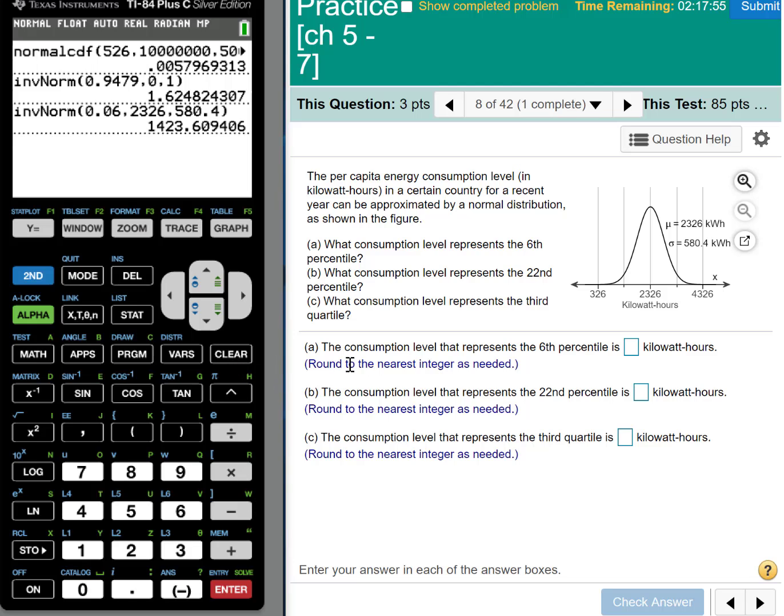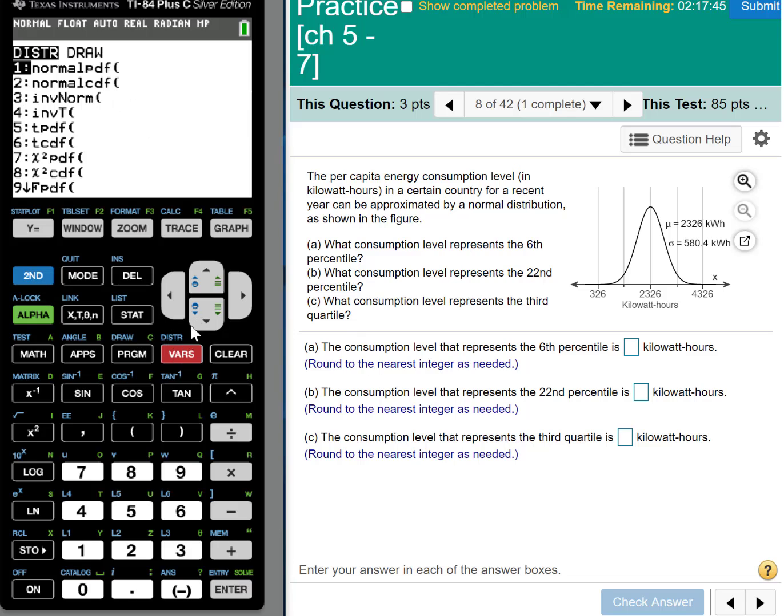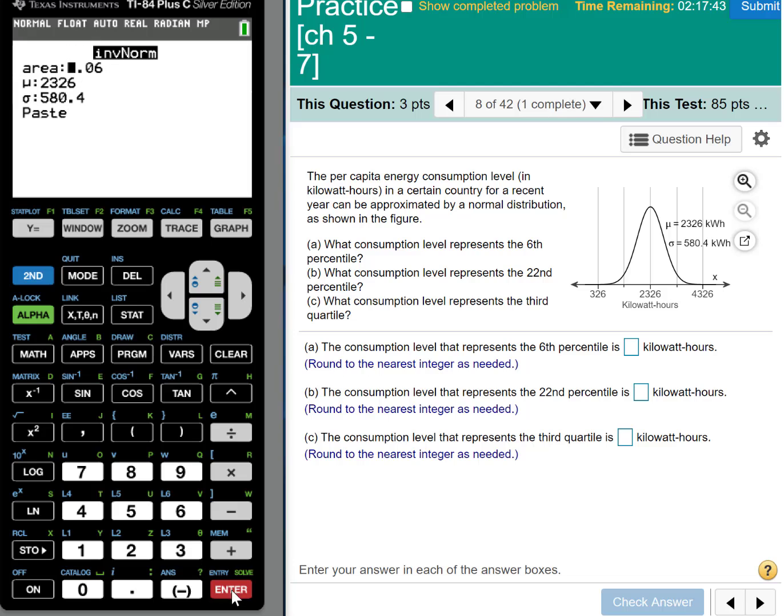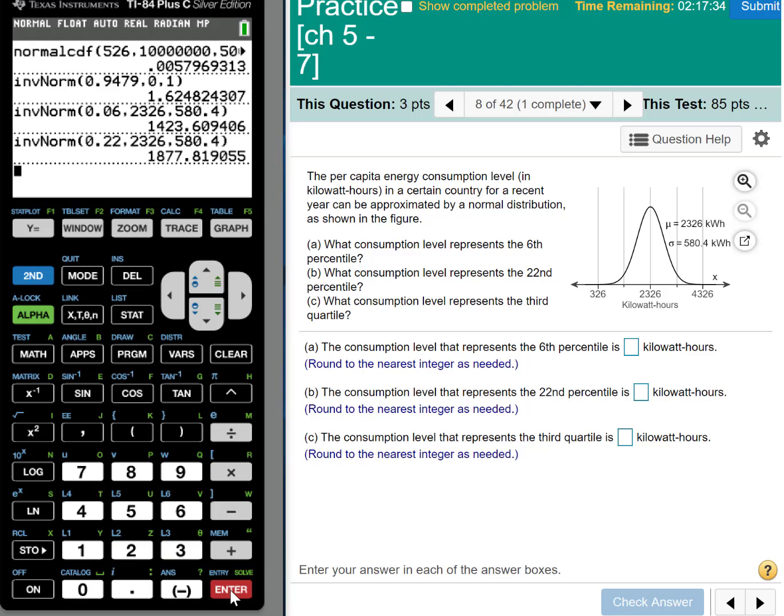All right, next one. What consumption level will represent the 22nd percentile? So it's the same thing, but instead of 6%, you put 0.22, 22%. So you go to second, distribute, inverse norm, you just change the first one. Everything else remains the same. The answer is 1,878.